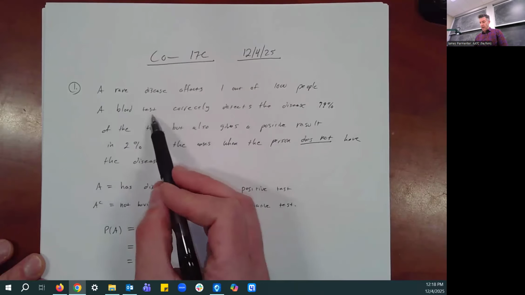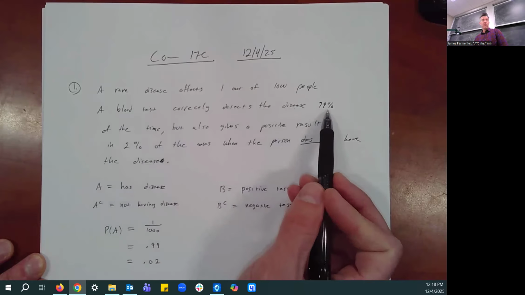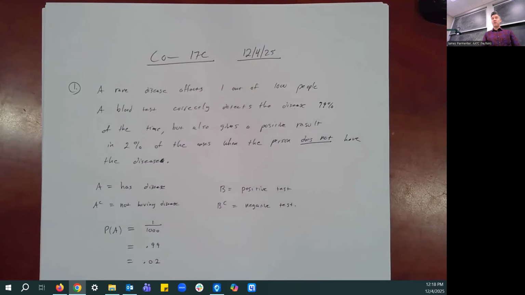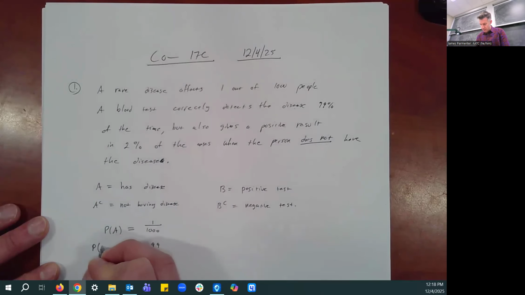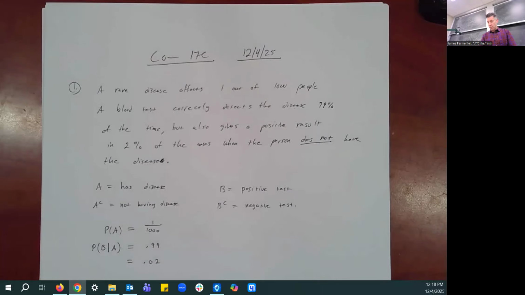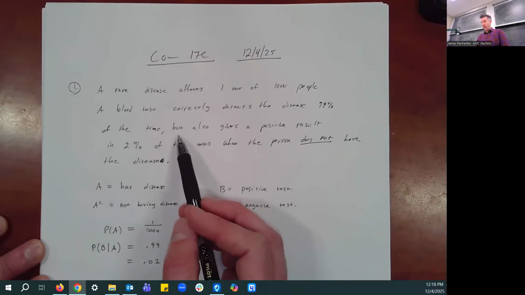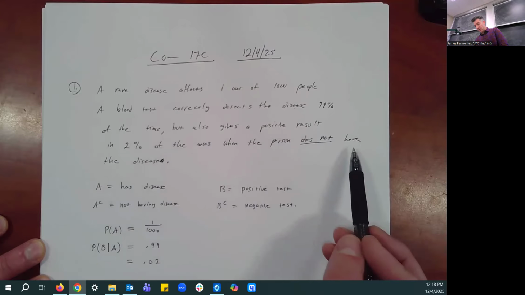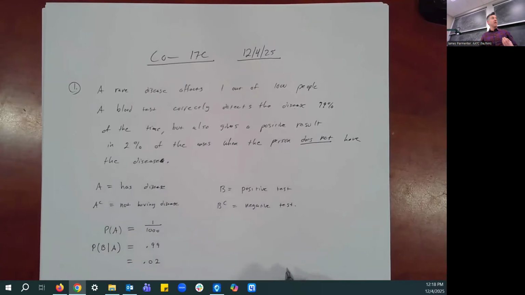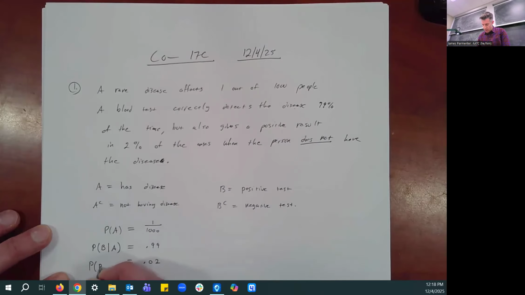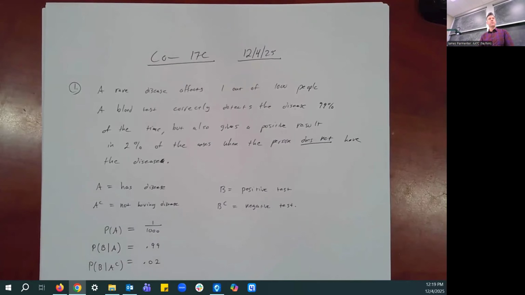After that, they say a blood test correctly detects the disease 99% of the time. That's not the probability that we're getting a positive test. It's knowing that someone has the disease, the probability of having a positive test is 99%. That's a conditional probability. So the probability of a positive test given that the person has the disease is 0.99. Similarly, we also get a positive test in 2% of the cases when the person does not have the disease. So given A complement, the probability of a positive test is 0.02. So the probability of B given A complement is 0.02.